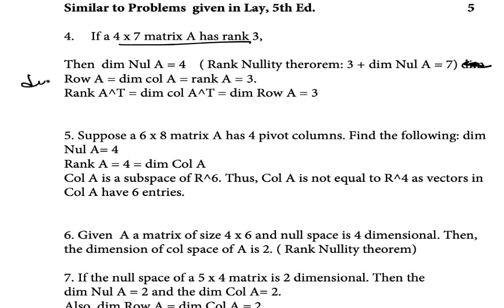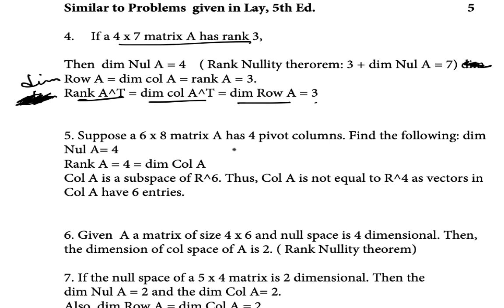What about the dimension of the row space? The dimension of the row space of A is the same as that of the column space of A, which is the rank of A, which is 3. What about the rank of A transpose? The rank of A transpose is the dimension of the column space of A transpose, which is the same as the dimension of the row space of A, which is 3.